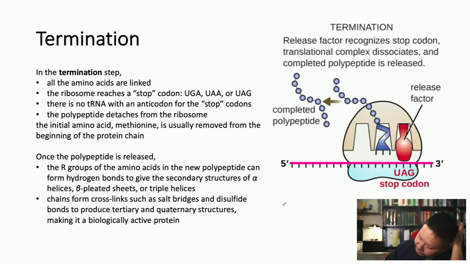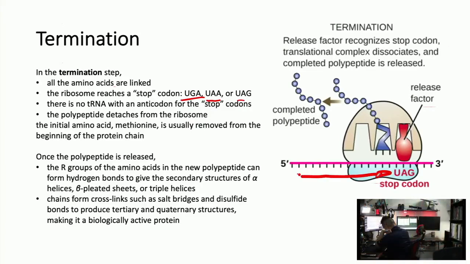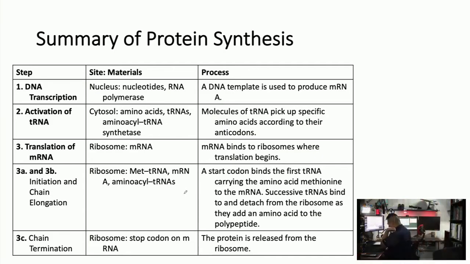So how do we stop protein synthesis? Well, there's a stop codon, UGA, or UAA or UAG. Once it reads all these codons and reaches the stop codon, a release factor recognizes the stop codon and makes the entire translational complex dissociate. So the ribosome and the mRNA all fall off once it reaches the stop codon.